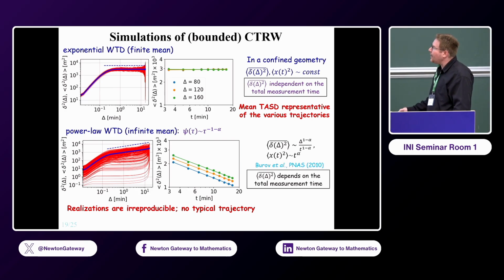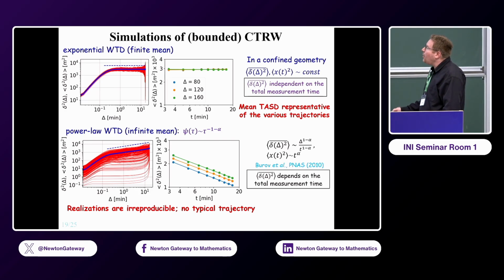Okay. So the trajectories are all over the place. The reason is that when sampling more and more trajectories, you see that longer and longer times are sampled. So basically, there is no typical trajectory in this case. And this is, of course, a signature for non-ergodicity, for non-ergodic behavior.